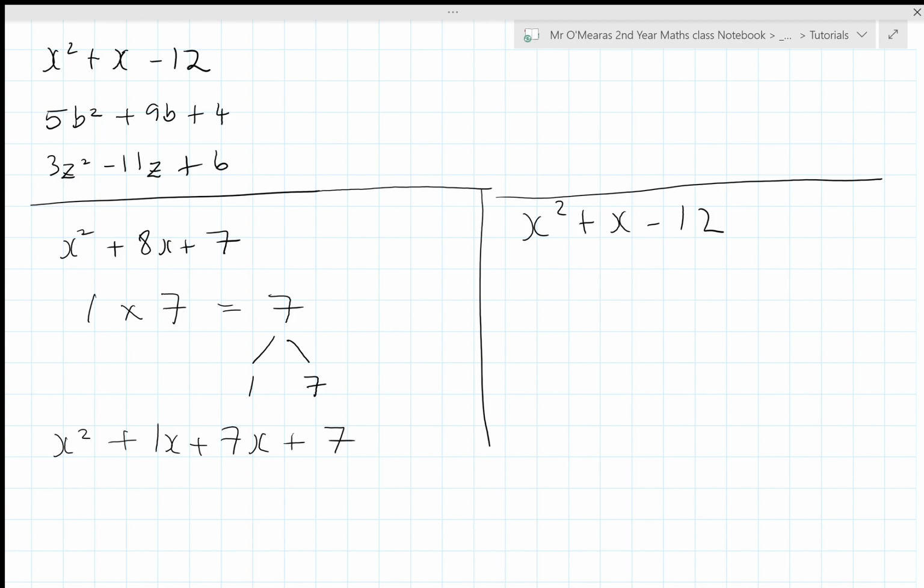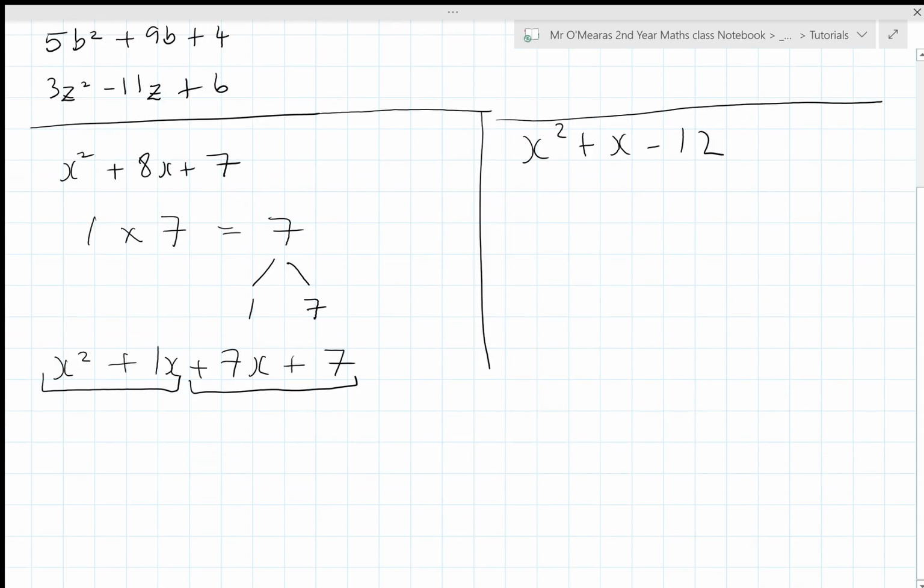What's the purpose of doing that? Well, now if you look at this, we have 4 terms and we can factorize now by grouping. So we can take the first 2 terms and the last 2 terms and find the highest common factor. If we look at x squared and 1x, the highest common factor there is x. That leaves us with x plus 1. And then for the last 2, the highest common factor is 7, and that also leaves us with the remaining factor of x plus 1.